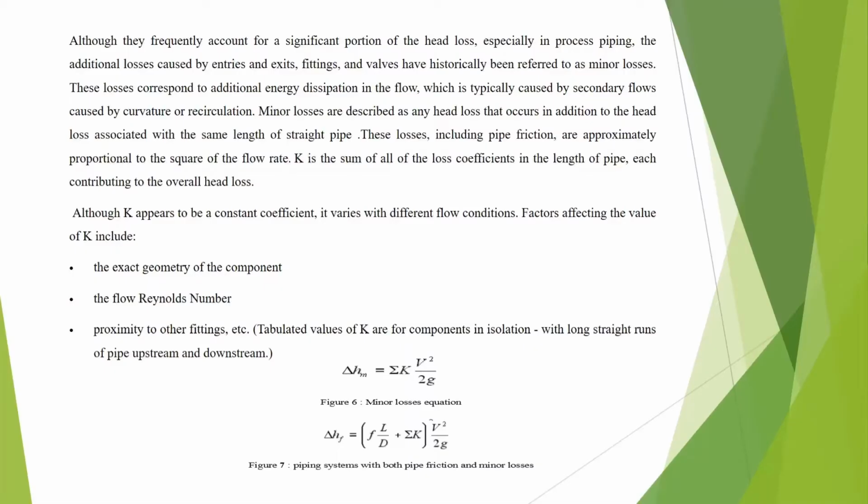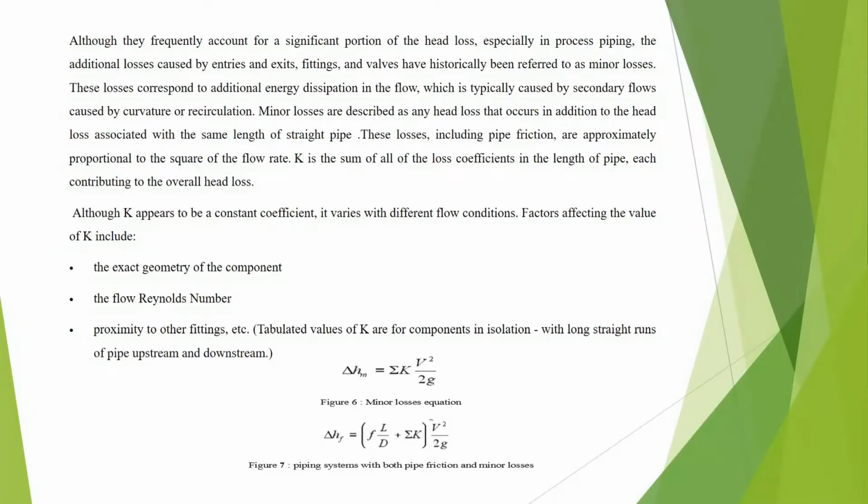Okay, last but not least, I will present about the minor losses. They frequently account for a significant portion of the head loss, especially in process piping. The additional loss caused by the entries and exits, fittings and valves has historically been referred to as minor losses. Okay, in the minor losses, we have a K value.